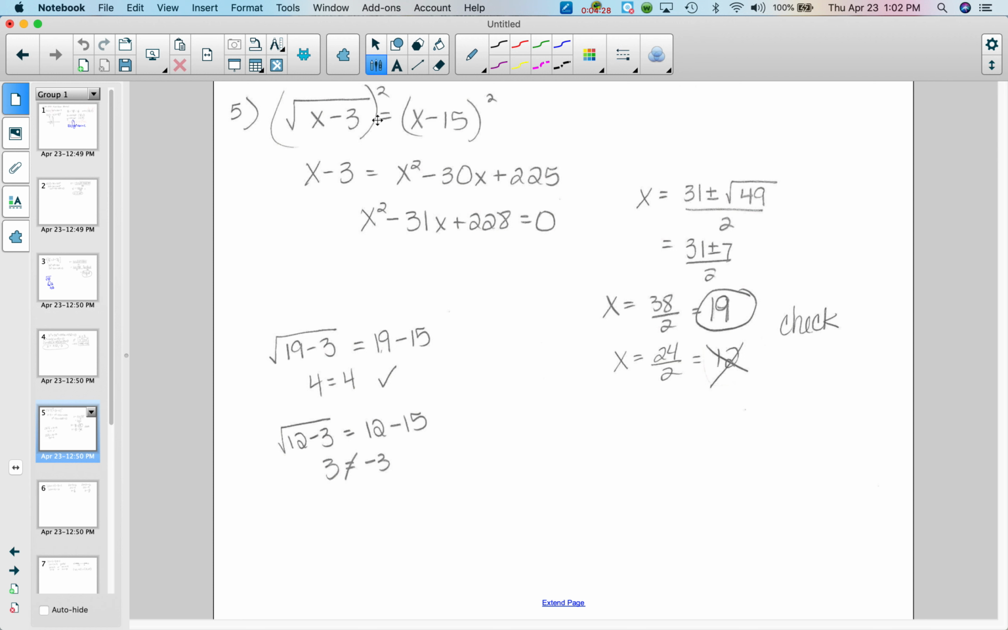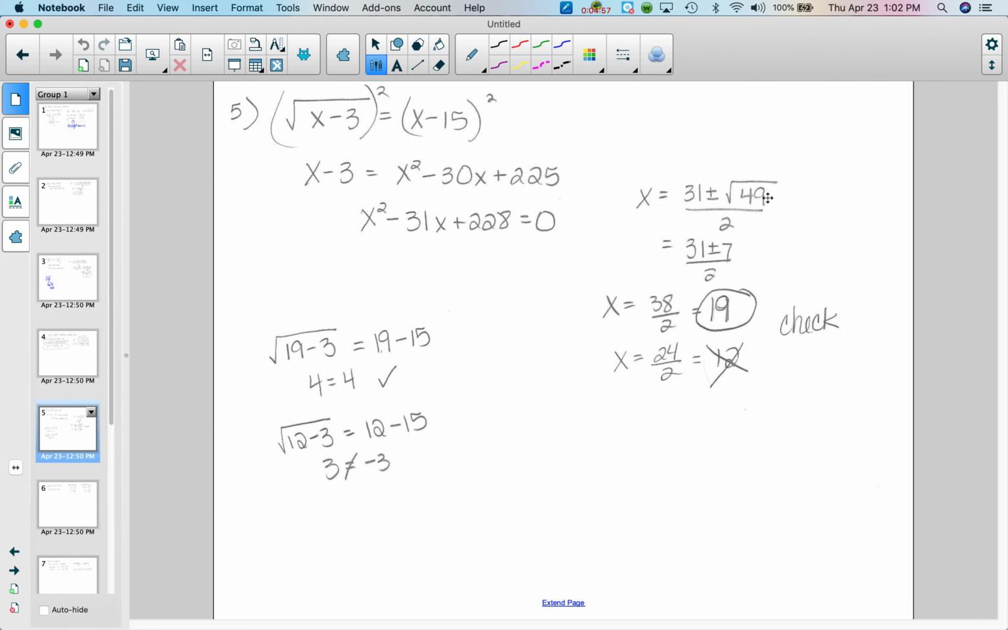Okay, on number 5, you know what the problem originally was, but this was a square root function I was solving, so my first step was to square both sides. When I square the left side, I get x minus 3. Over here, remember you're doing x minus 15 times x minus 15, so don't kill a puppy. So you multiply that out, do a little simplifying, and you come up with this quadratic equation that you have to solve. Notice there's a lot of quadratic equations in here. Well, that's because we spent a lot of time doing that.